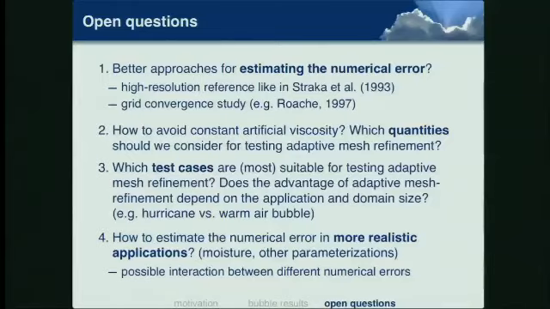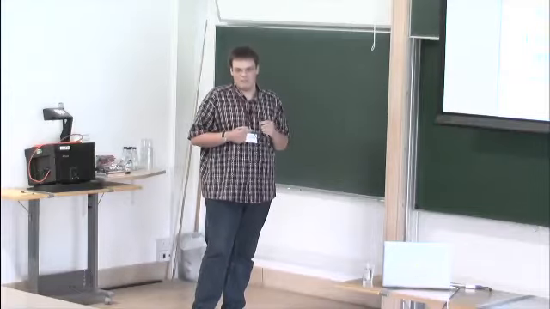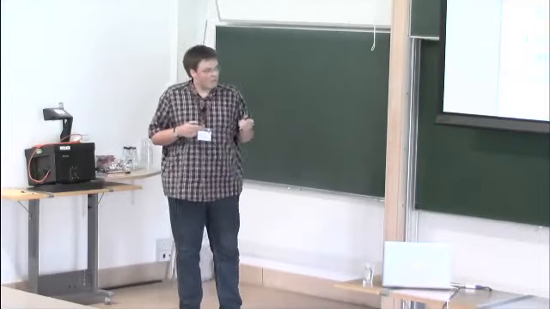The last open question that I would like to mention is probably the most important for meteorologists. How can we estimate the numerical error in more realistic applications? When including moisture or other parameterizations into the simulations, we get significant new sources of errors. And I think this is really a difficulty, because we don't know how they interact with the error introduced by our adaptivity.